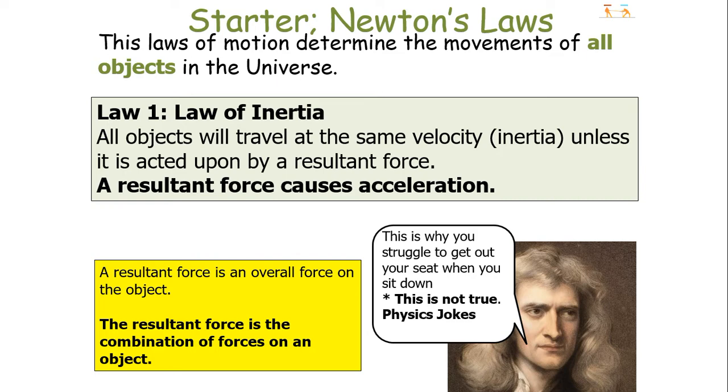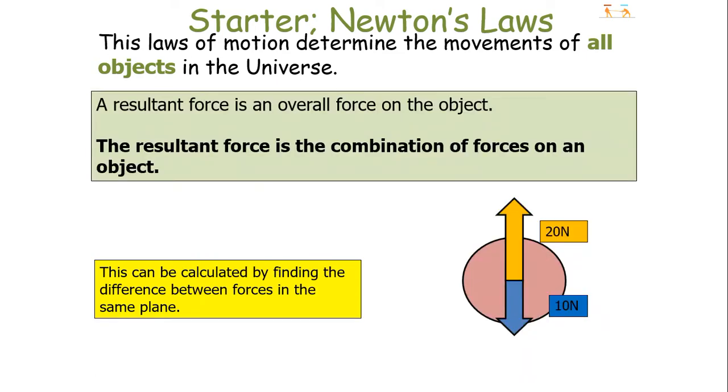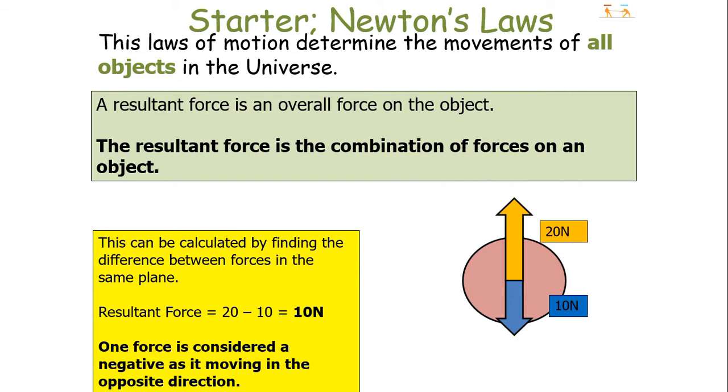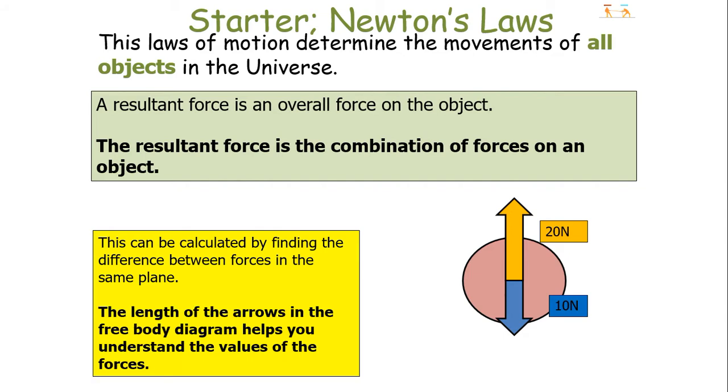The resultant force is the combination of forces on an object. We can calculate the resultant force by finding the difference between the two forces acting on the object. For example, in this situation, we have 20 newtons up and 10 newtons down, so the resultant force is 10 newtons upwards, 20 minus 10. This is because one force is considered negative because it's moving in the opposite direction, so we give it a minus sign. The length of the arrows in a diagram helps you understand the value of the forces. You can tell that the arrow going down is smaller, so that's the smaller force.